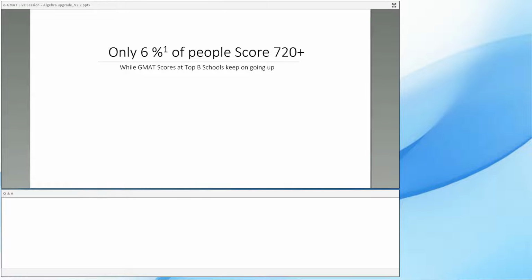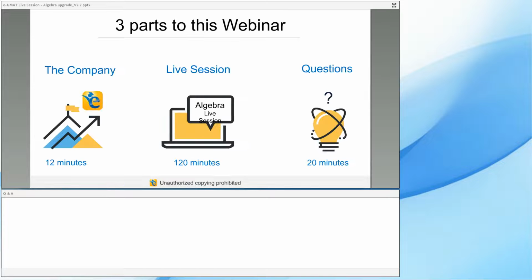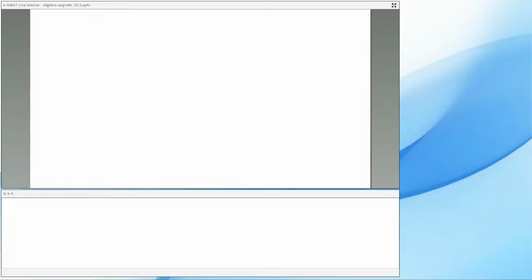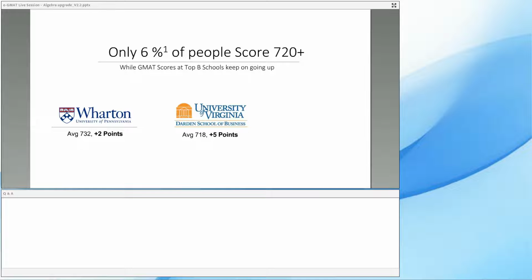So with that, let's move to the introduction to e-GMAT. Early on I asked this question: what's your target GMAT score? More than 50% were aiming for a score of 730 or higher. In fact, if we split the 710, 720 evenly, I'd say more than 60% of you aim to score a 720 or higher. Now, statistically, pretty much all of you can get to that 720 or higher score, but only 6% of the people get to that score.